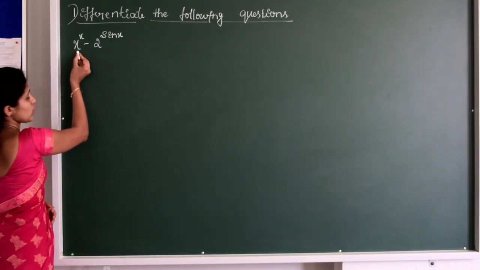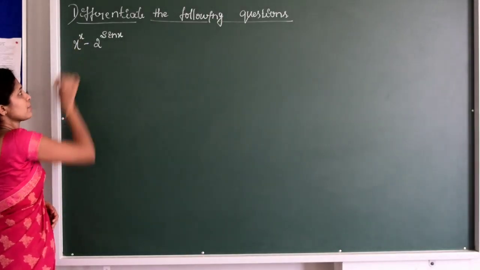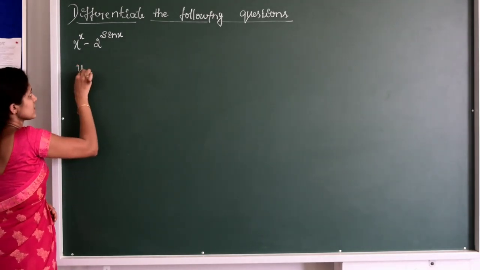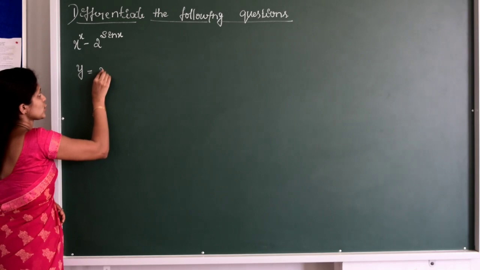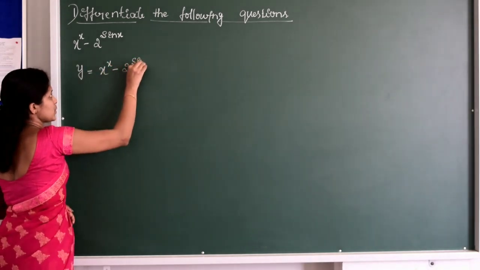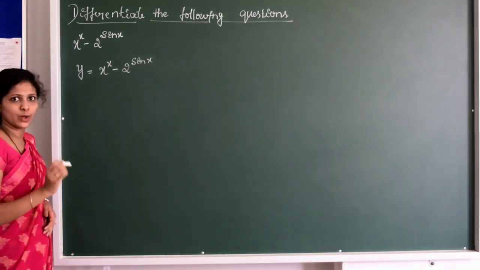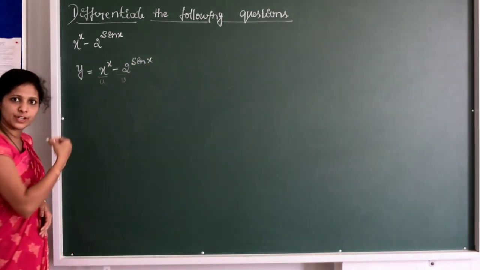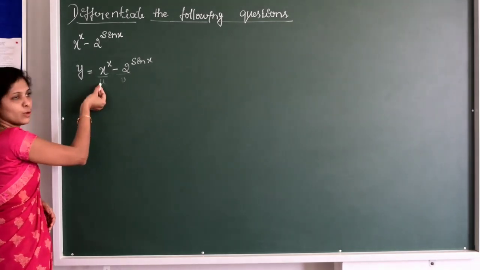Now see the next problem. It is given: differentiate x to the power x minus 2 to the power sin x. First, consider y is equal to x to the power x minus 2 to the power sin x. Here you can observe two functions are there. So consider this as some u and this as some v. Then differentiate separately, then substitute the value of u and v.